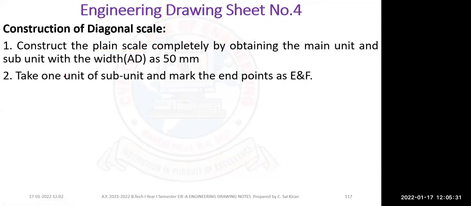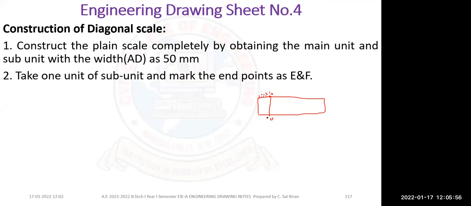Next one, take 1 unit. Already this is the rectangle you have created. Example, you are dividing it into 10 equal parts. This is my 1 unit. I need to join these points. This is my 0th point, this is my first point, second point, third point, fourth point.